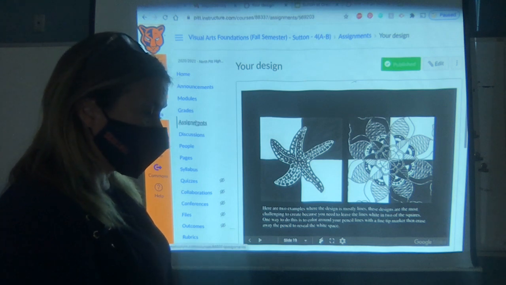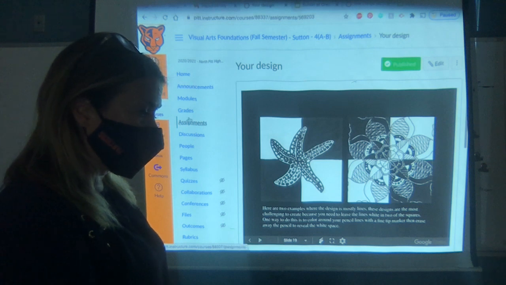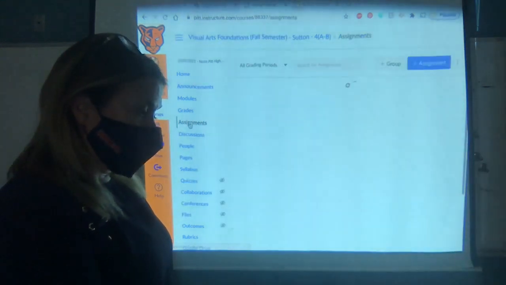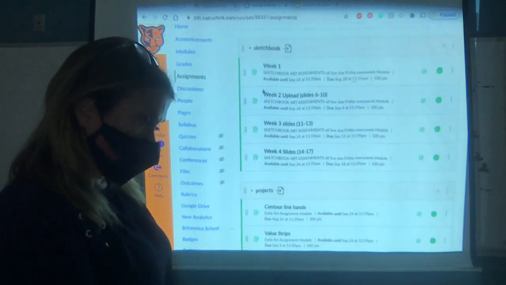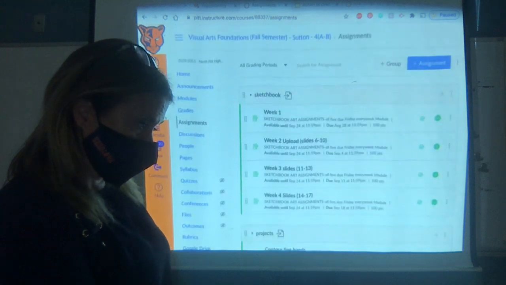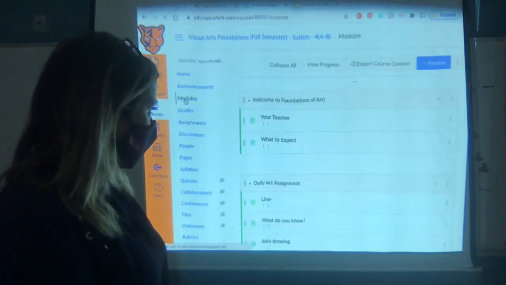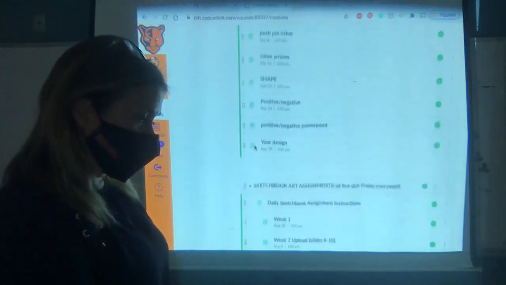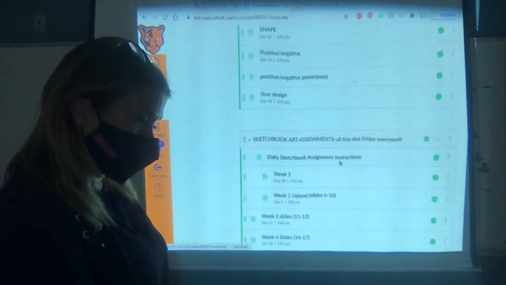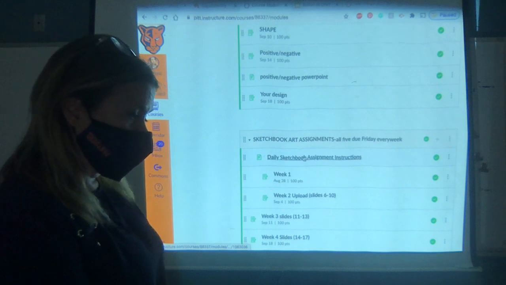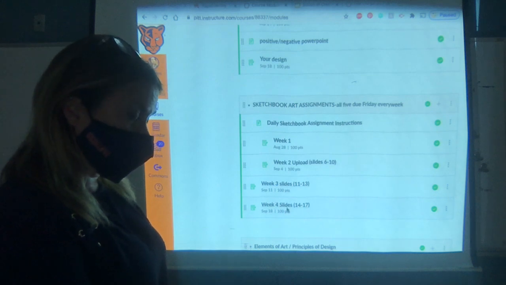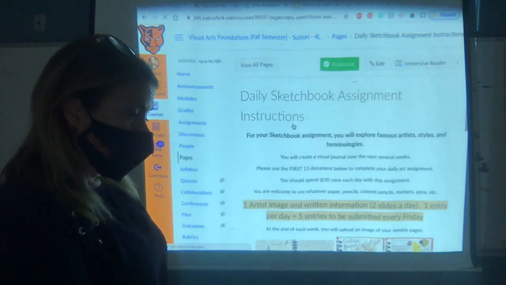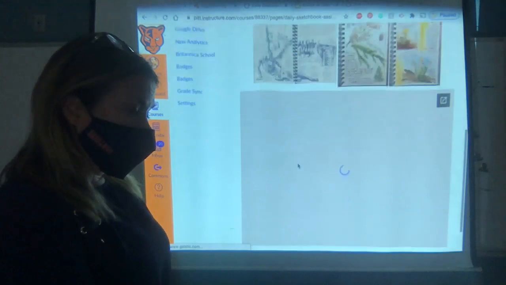In addition to finishing that today, you are also going to be working on your daily sketch assignment. And just a reminder for everyone, your sketch assignments are always in this very first daily sketchbook assignment instructions. Every day you go right here. The only time you'll go down here to week 3, week 4 is on Fridays when you upload your sketches for your grade. So every day you're going to come here. And if you scroll down a little bit, here is your PowerPoint.